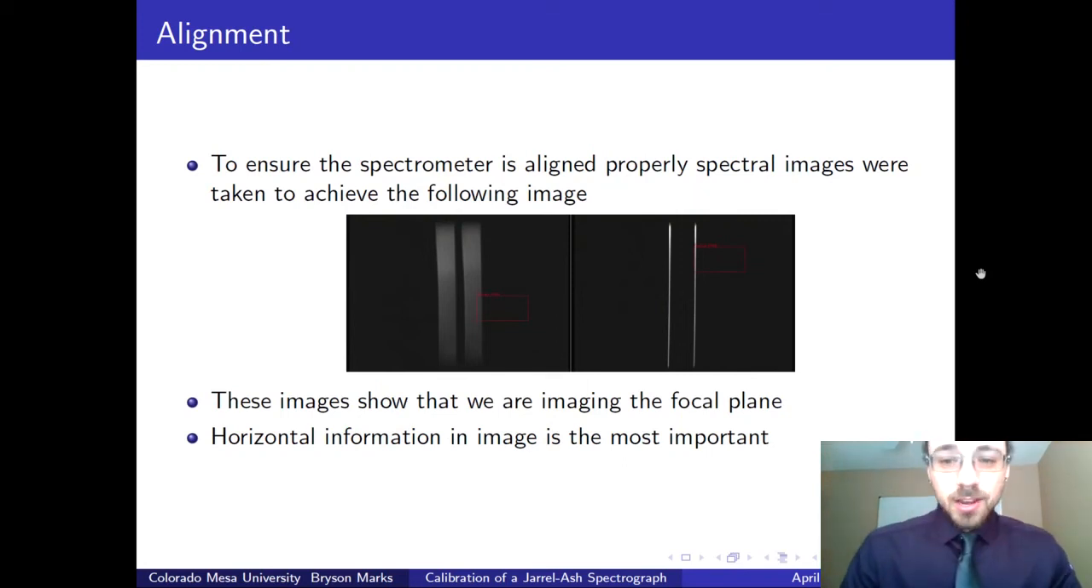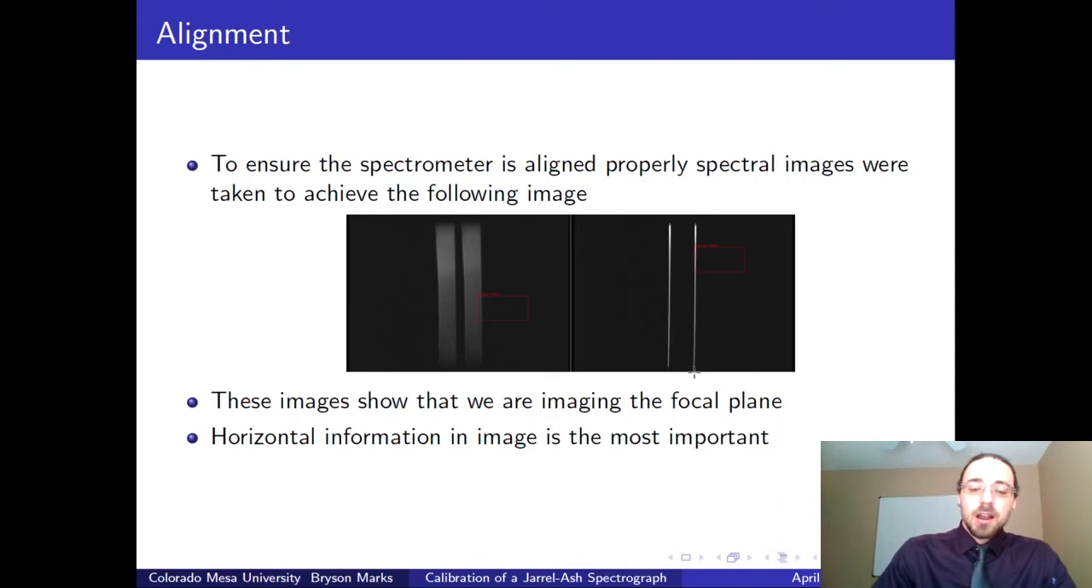To ensure that it is aligned properly, I decided to take spectral images at the start of the adjustment process and the end of the adjustment process. If you see here, we have really wide spectral lines, and on the right, we have really thin spectral lines. This is what we are looking for because this is imaging the entry slit of our spectrometer, or the adjustable slit of our spectrometer.